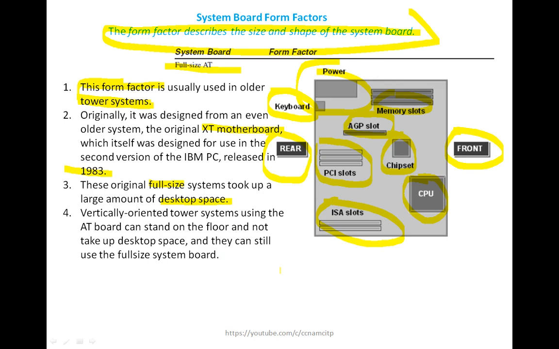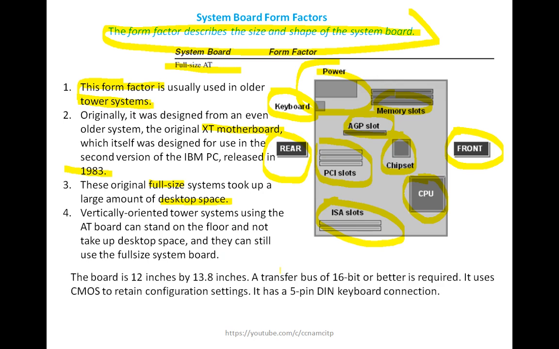Let me move to the next one. This system board was about 12 inches by 13.8 inches. A transfer bus of 16 bit or better is required. It uses CMOS to retain configuration settings, and it has 5-pin DIN keyboard connectors.